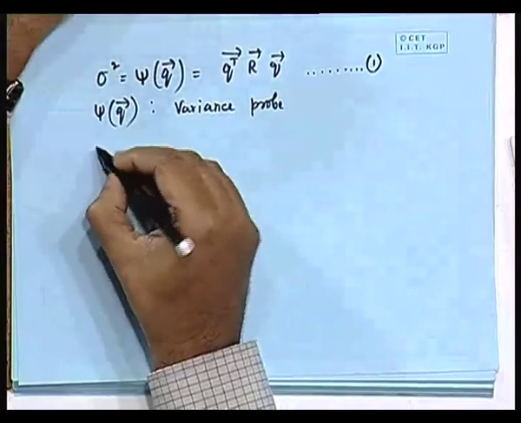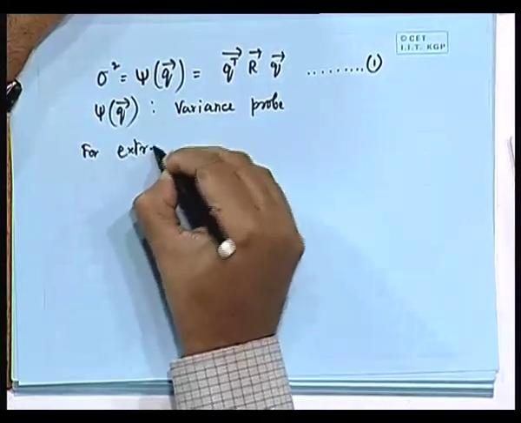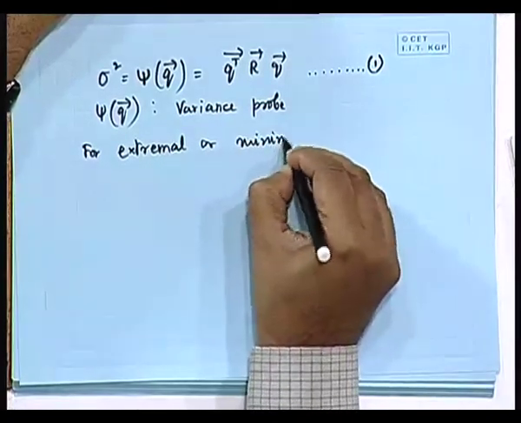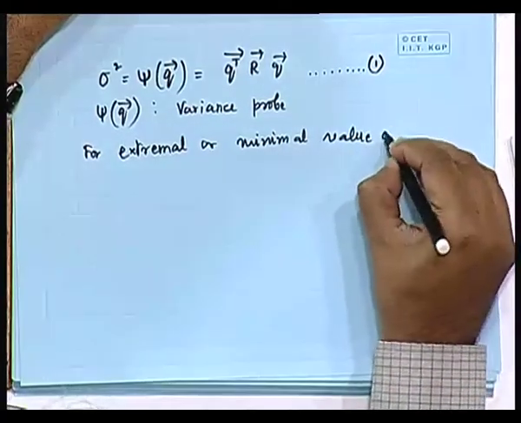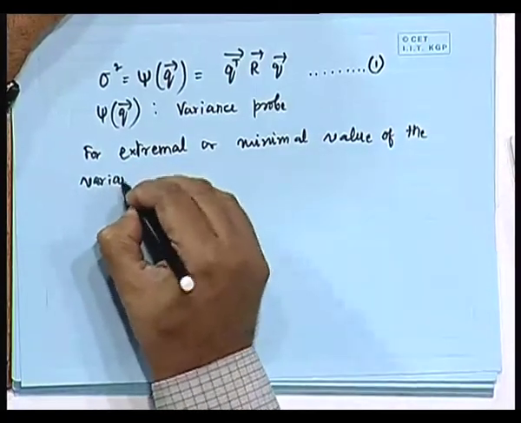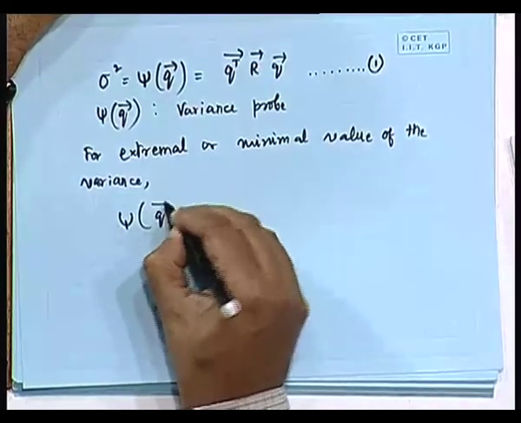At the point of extremal, if q has already found some extremal, and we try to alter q slightly, if we perturb the q vector from its minimal position q by an amount, let us say delta q, then at the place of extremal or minimum of the variance probe, we are going to have psi of q plus delta q. Is that understood? So, for extremal values, in this case minimal values of the variance, what we should have is psi of q plus delta q.